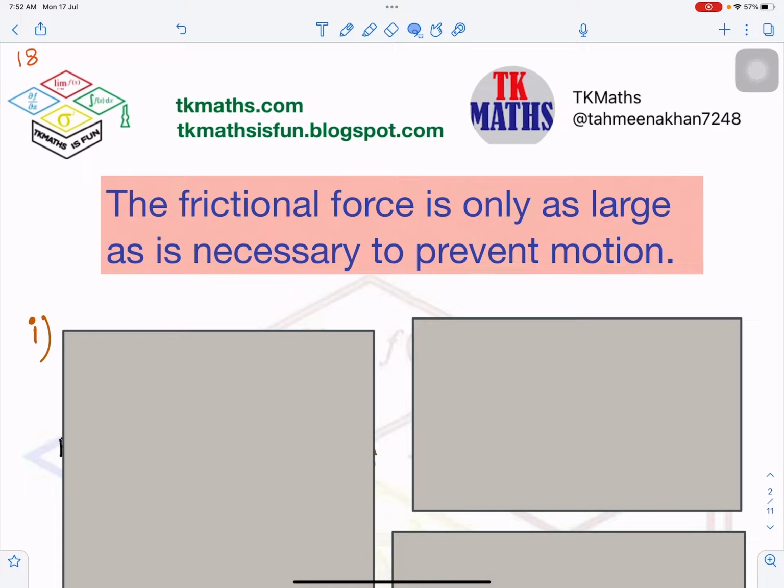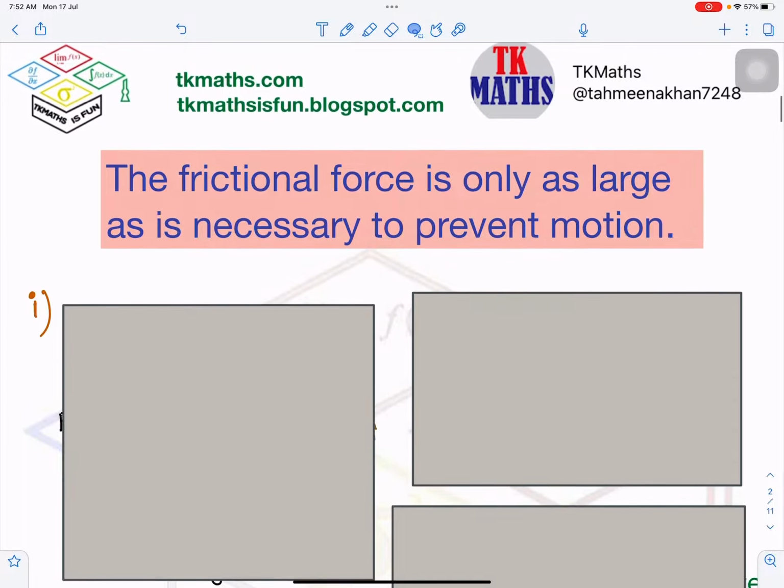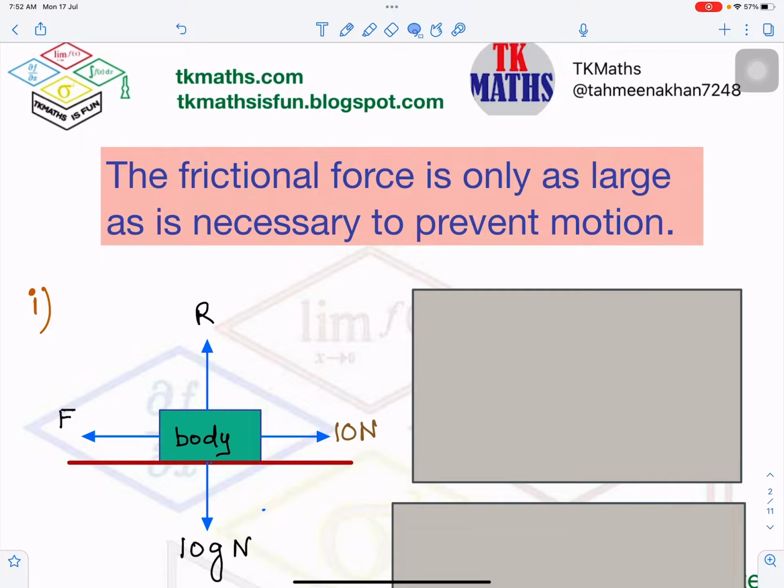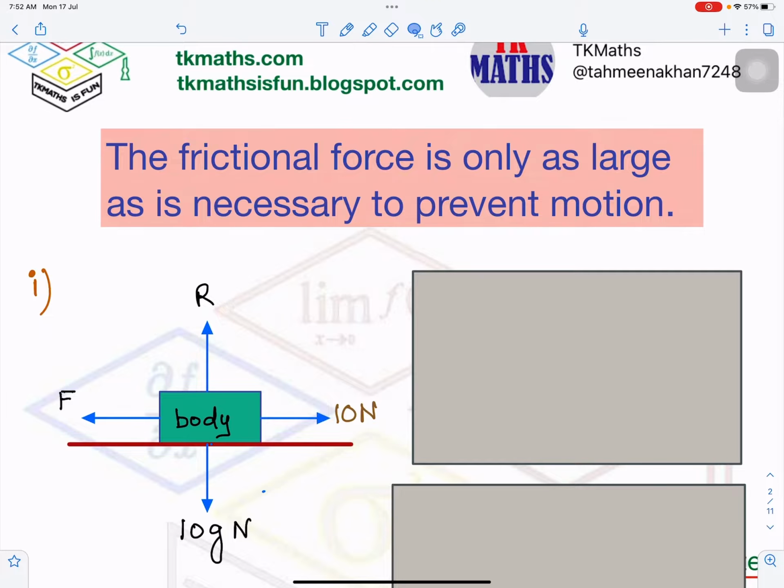The frictional force is only as large as is necessary to prevent motion. So what does it mean? I have drawn a diagram here to save time in advance. So let's see whether you understand well now or not. I am sure you will be able to understand.